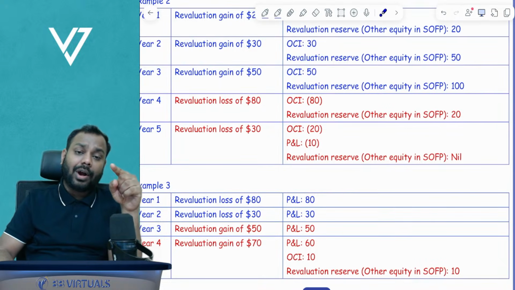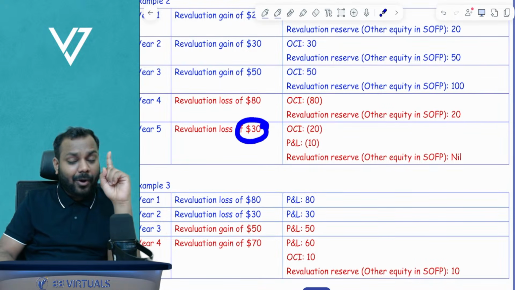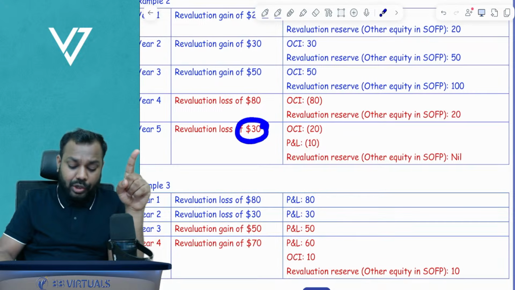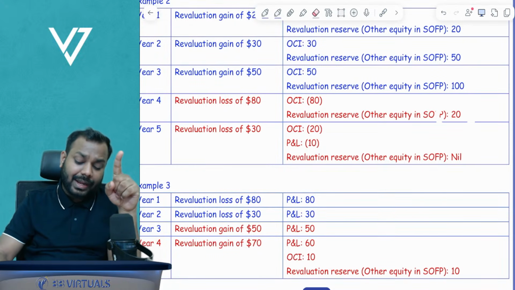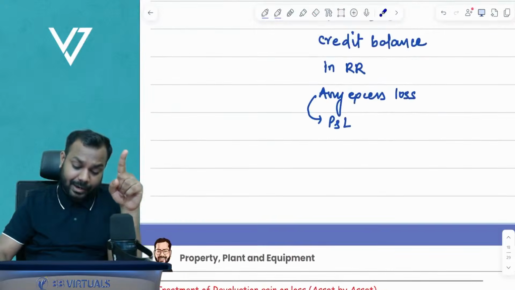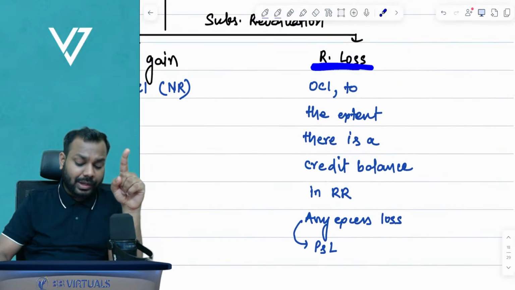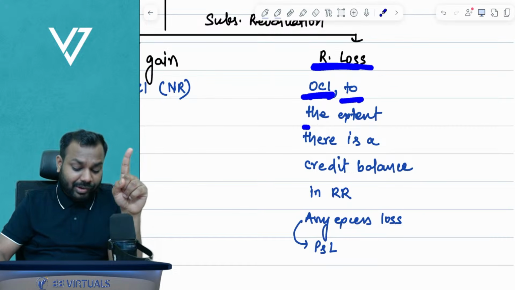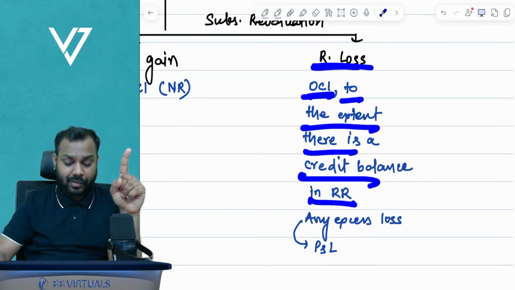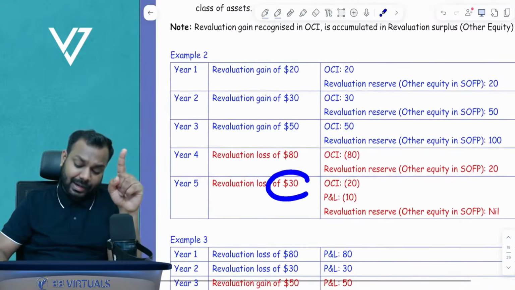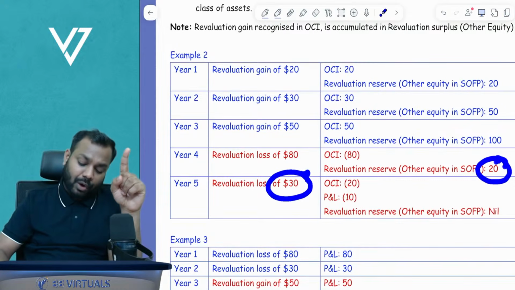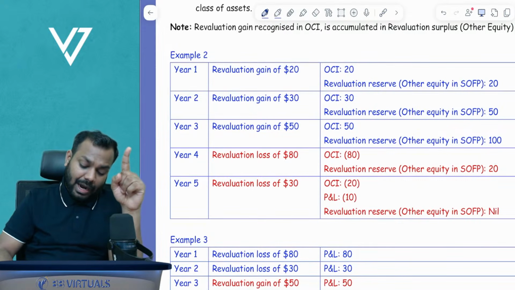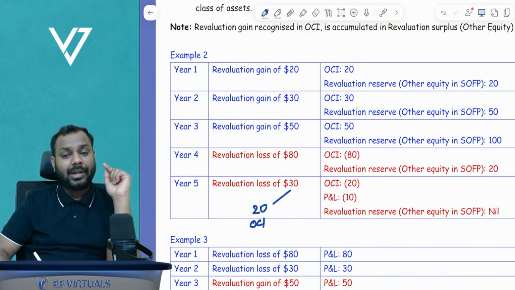Now again you got a revaluation loss of 30, but now be careful. You got a revaluation loss of 30, but revaluation reserve is only 20. Read this line again. Revaluation loss is recognized in OCI to the extent there is a credit balance in revaluation reserve. The loss is 30, but the credit balance is only 20. So what will you do? Out of this loss of 30, 20 will definitely go to other comprehensive income.